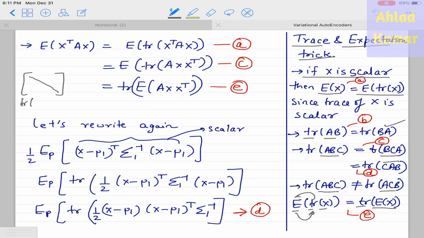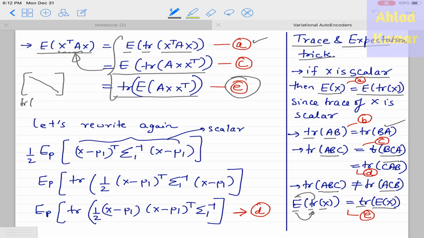And there is one more identity, that is expectation of X transpose A times X can be written as expectation of the trace of X transpose AX, by using A. Because X transpose AX is normally a scalar, we can write like this, and then using identity C we can write it like this, and using identity E we can write it like this. So you can check that all these 3 will be the same as this.